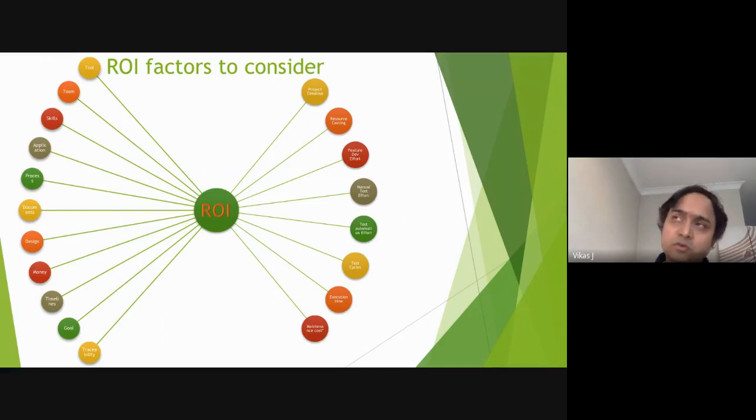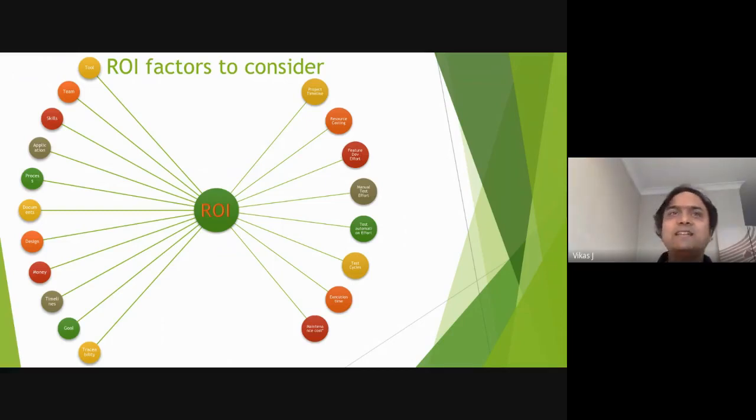How many resources do we have, and how much does it cost? How much time does it take to develop a feature, from a development point of view, not from a testing point of view? I've seen a few organizations where the automation testers were taking much more time than the developers themselves to test a particular feature. So is that a good return on investment? Maybe not.